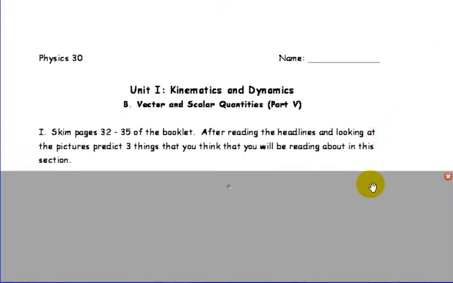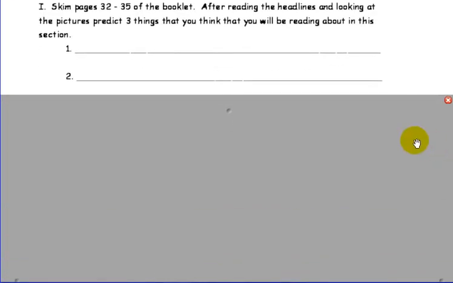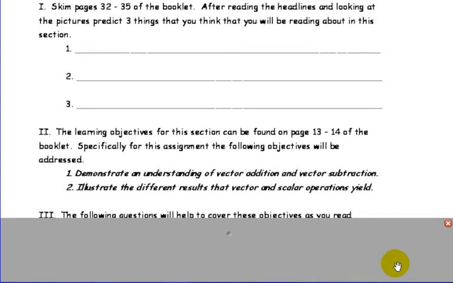Welcome back, Physics 30. We're going to look at part 5 now from the vector and scalar quantities section. This pertains to pages 32 to 35 of your duotang, so you can look through that if you need to. And the objectives for this lesson include demonstrating an understanding of vector addition and vector subtraction, the big one being vector subtraction, and illustrating the different results that vector and scalar operations yield.